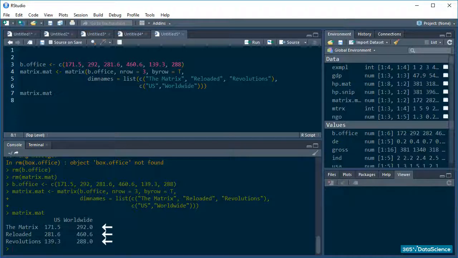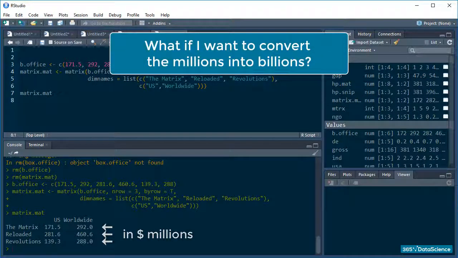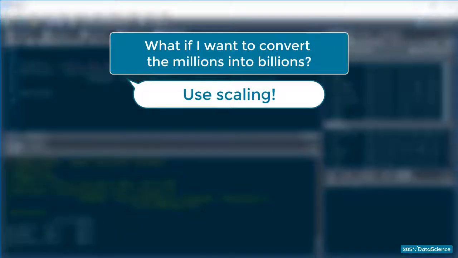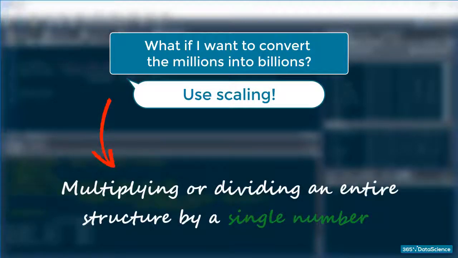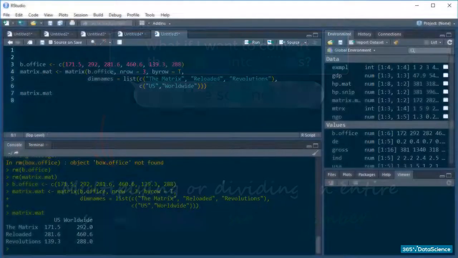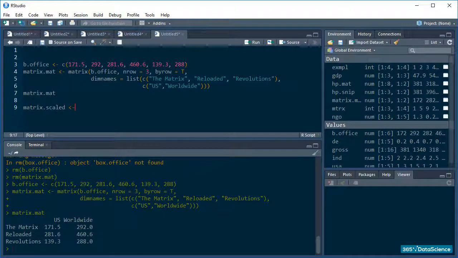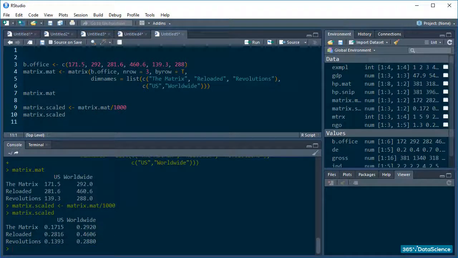Notice that the figures in our matrix are in millions of US dollars. Well, what if I wanted to convert the millions into billions? For example, because I have other data I want to compare this to, and that data is in billions. Well, in this case, I can use scalar multiplication. Scalar operations comprise multiplying or dividing an entire structure by a single number. In this case, because I want the data in billions, I will divide my matrix by 1,000 and get the desired result. Like this. See, the operation happened element by element, just like it did with vectors.